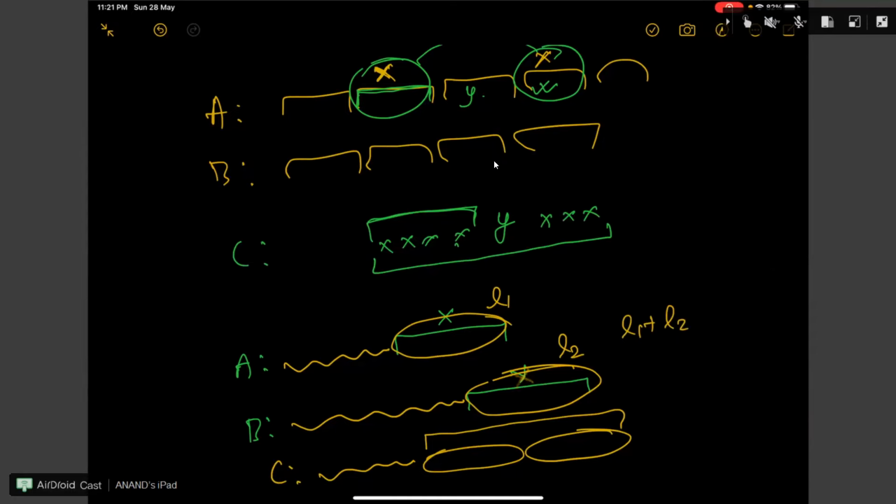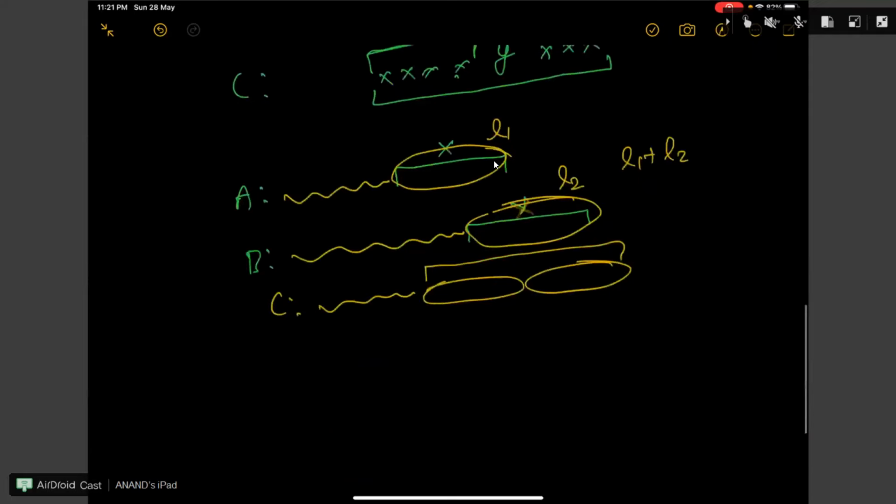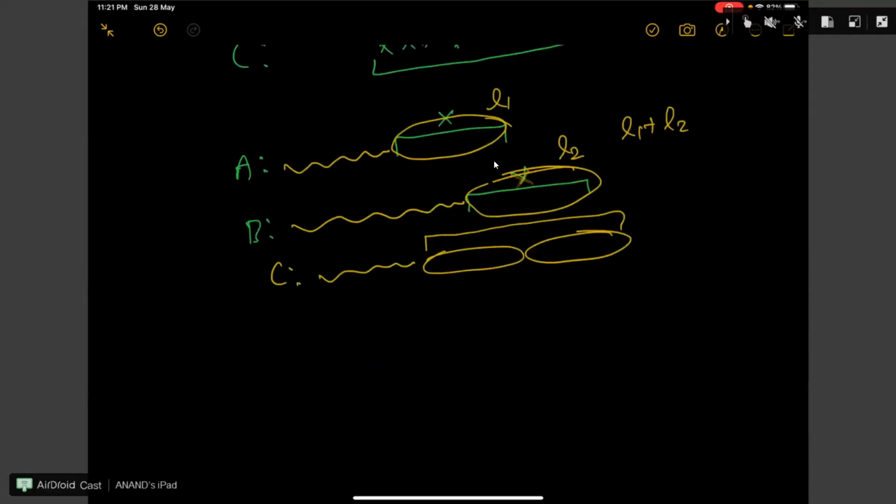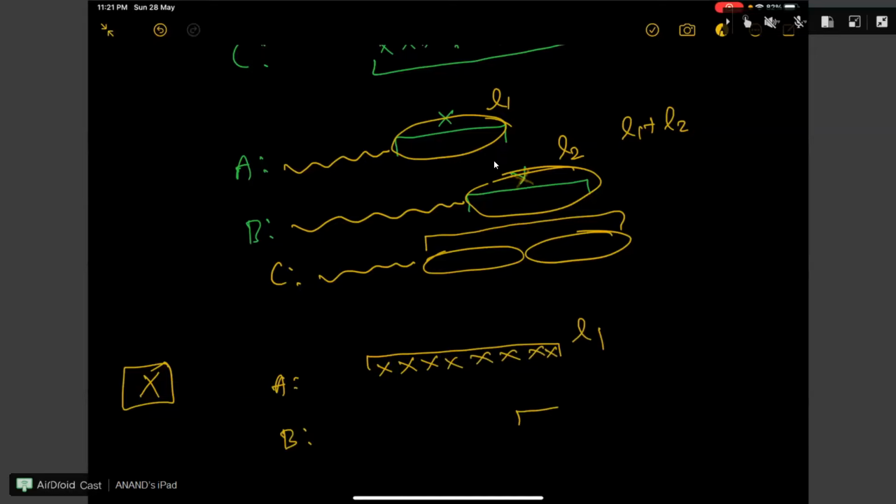Right. So all you need to do is iterate over which element all the elements should be equal to. Just iterate over the equal element. Let's say all the elements must be equal to some X. Then find the length of the longest consecutive equal elements in A. What is the length of the longest subarray which consists of all X's? Let's call it L1. Similarly, in the array B, find the longest subarray which consists of all X's. Let's call it L2. So your answer will be L1 plus L2 if all the elements have to be equal to X in the final array C.